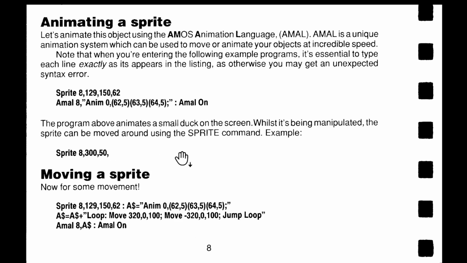Example. Sprite 8,300,50. Moving a sprite. Now for some movement. Sprite 8,129,150,62, a dollar equals anim 0, 62,5, 63,5, 64,5. A dollar equals a dollar plus loop, move 320,0,100, move dash 320,0,100, jump loop. Amal 8 a dollar, Amal on.